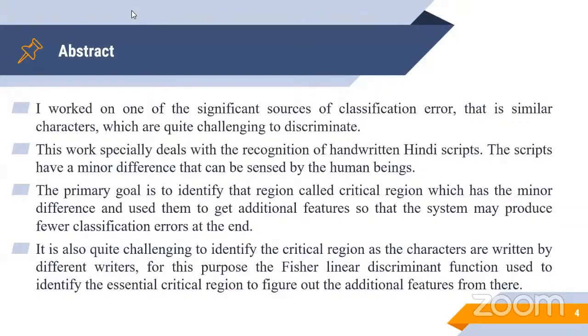It is also quite challenging to identify the critical region in a character written by different writers. For this purpose, the Fisher linear discriminant function is used to identify the essential critical region to figure out the additional features from there.